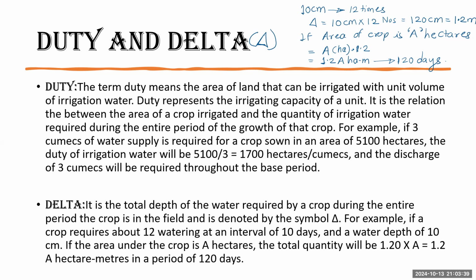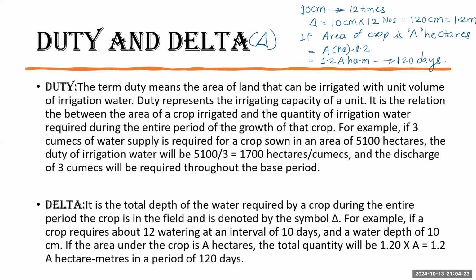Unit volume is 1 cubic meter per second. So, if 1 cubic meter per second of water is supplied to a particular crop during its crop period, then how much area will it irrigate? That is called duty. Once again, see the definition of the term duty: it is the area of the land that can be irrigated with unit volume of irrigation water. In other words, duty represents the irrigation capacity of unit volume.